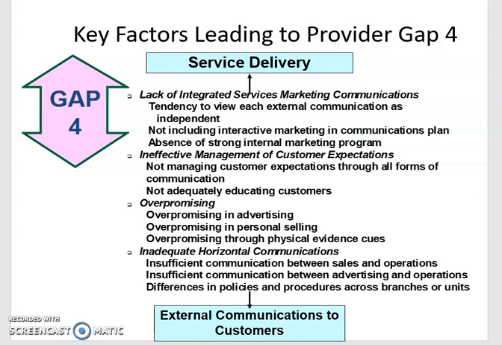Then followed by inadequate horizontal communication, that is intra-team discussion should happen in a very smooth manner, so that each of the employees who are working there understand their roles and responsibilities, and there should not be differences of policies or procedures across the branches or units, which we usually come across in franchisee services. These are a few of the things which play a very key role in understanding all the gap models, that is gap 1, 2, 3 as well as 4.